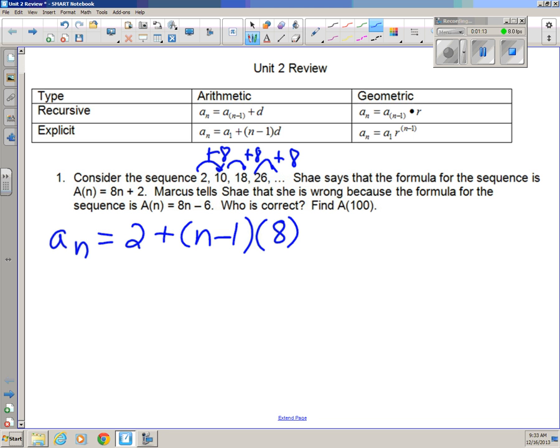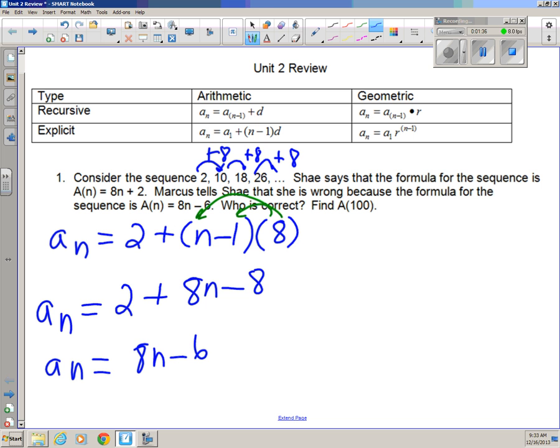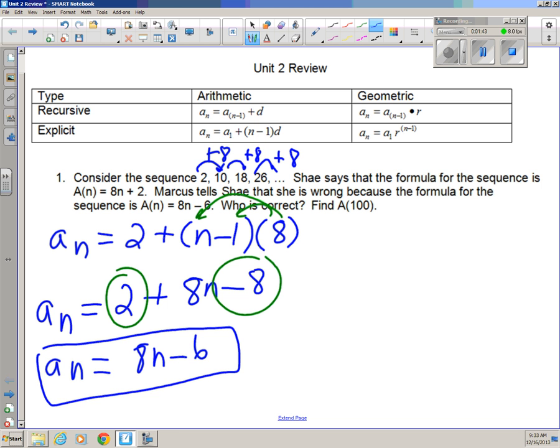So this just needs to be transferred into y equals mx plus b. Essentially, all you need to do is distribute through the 8. If I distribute through this 8, for any number we can start with 2 plus 8n minus 8. If we combine our like terms, 2 minus 8, a of n equals 8n minus 6. So this is the actual setup that Marcus had. So Marcus is correct.